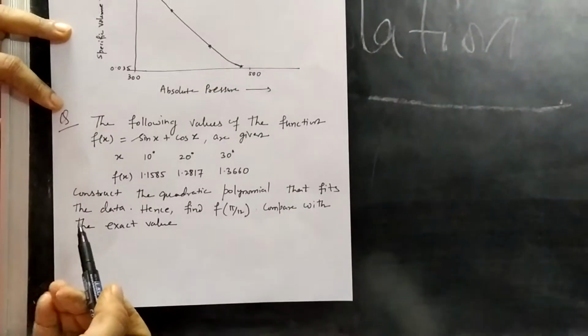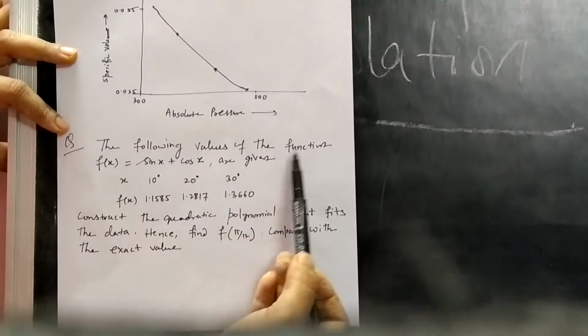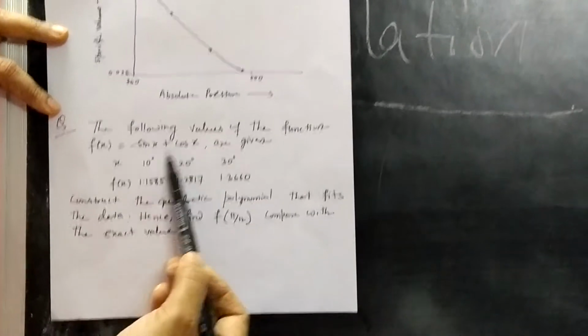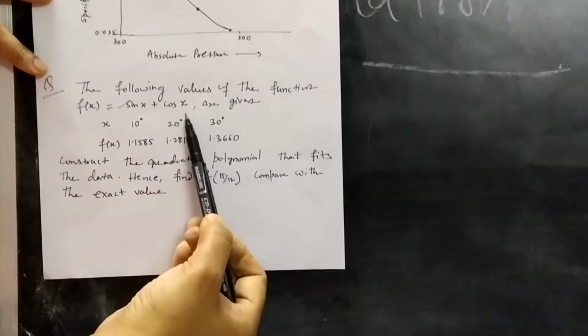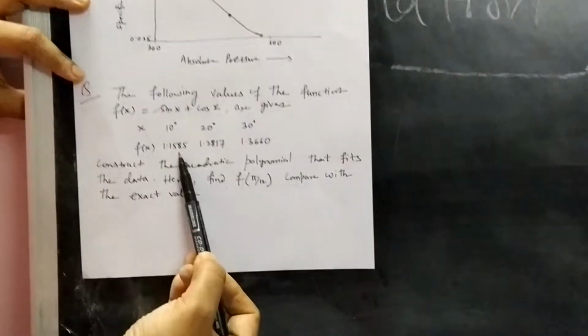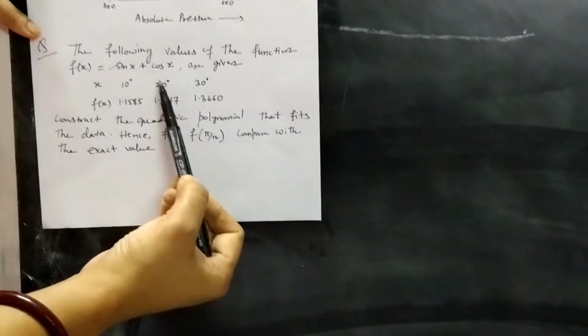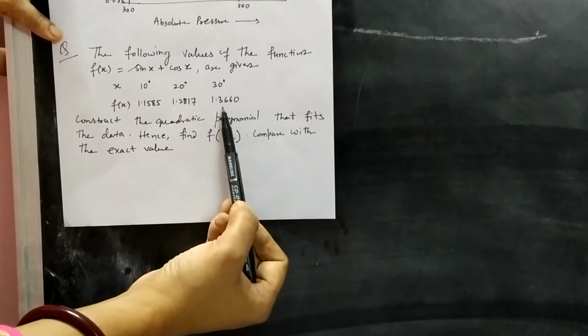Now let us take another example. In this example, we have the following values of the function f(x) is equal to sin x plus cos x, and these values are given at x equal to 10 degrees. The value is given as this. When you substitute x equal to 10 over here, we get f(x) like this. Similarly for 20 this, and for 30 this is given.